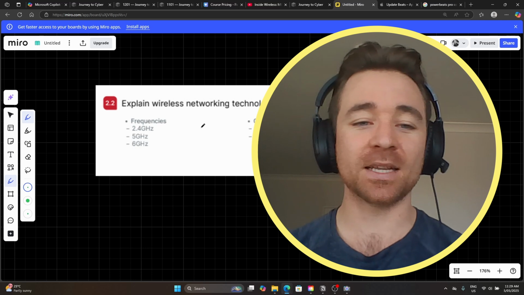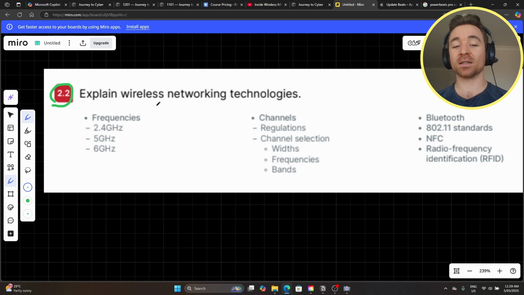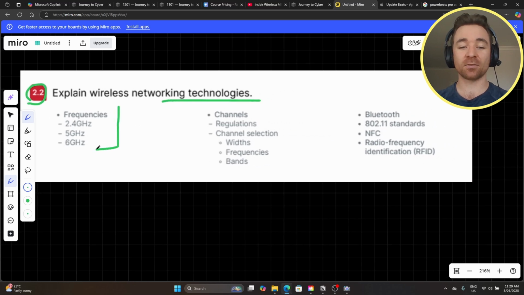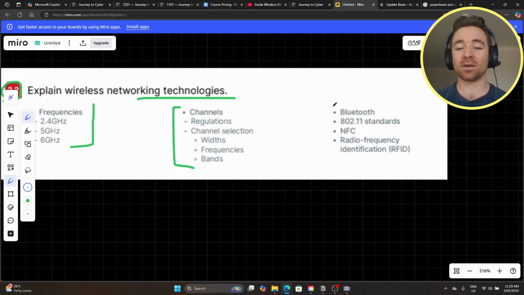This time we're looking at exam objective 2.2. We are going to be explaining wireless networking technologies. We're going to be having a look at the three different kinds of frequencies. We're going to be having a look at what channels are, and once we find out what they are, the different regulations and how we can go about selecting them, what kind of things we have to take into consideration, and finally we're going to have a look at Bluetooth and the 802.11 standards.